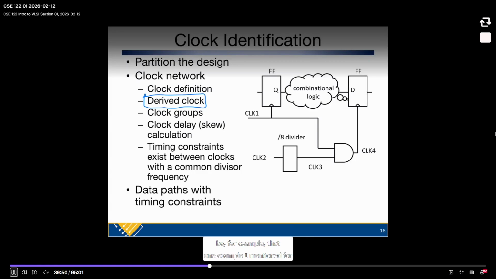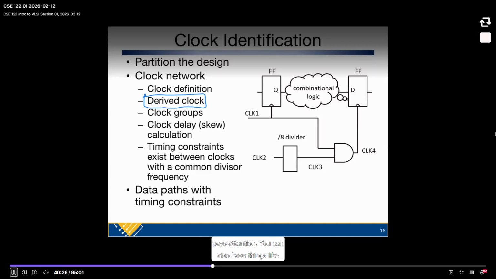It could be, for example, that one example I mentioned for the project last year, where you just invert the clock, and now I have a positive clock and a negative clock. Technically, those are the same clock, but they're 180 degrees out of phase, right? 180 degrees out of phase plus a little bit of skew, and that skew depends on how many things they fan out to. If you have the negative clock that fans out to, say, 1,000 things, and the positive clock fans out to 90,000 things, they're going to be made from trees that have different delays, and there's going to be a lot of skew between them, unless the clock synthesis pays attention.